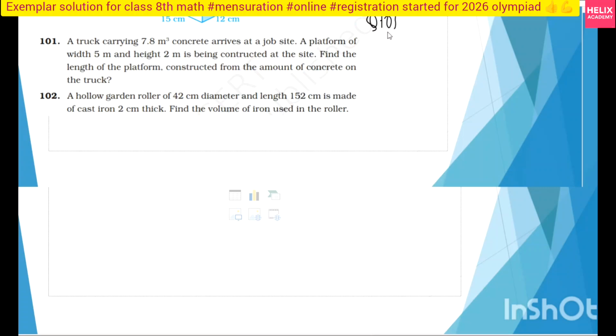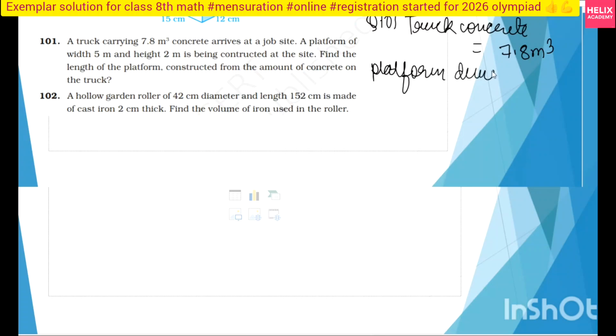Truck concrete volume, the concrete amount, is 7.8 meter cube. Dimensions of the platform: width is equal to 5 meter, height is equal to 2 meter. Suppose the length we want to calculate is L meter.